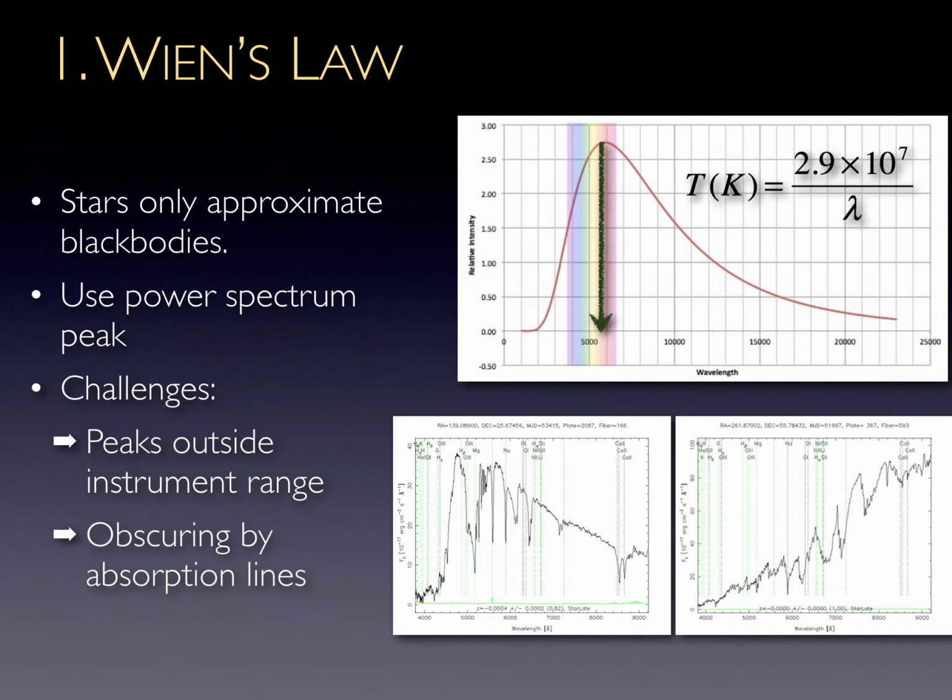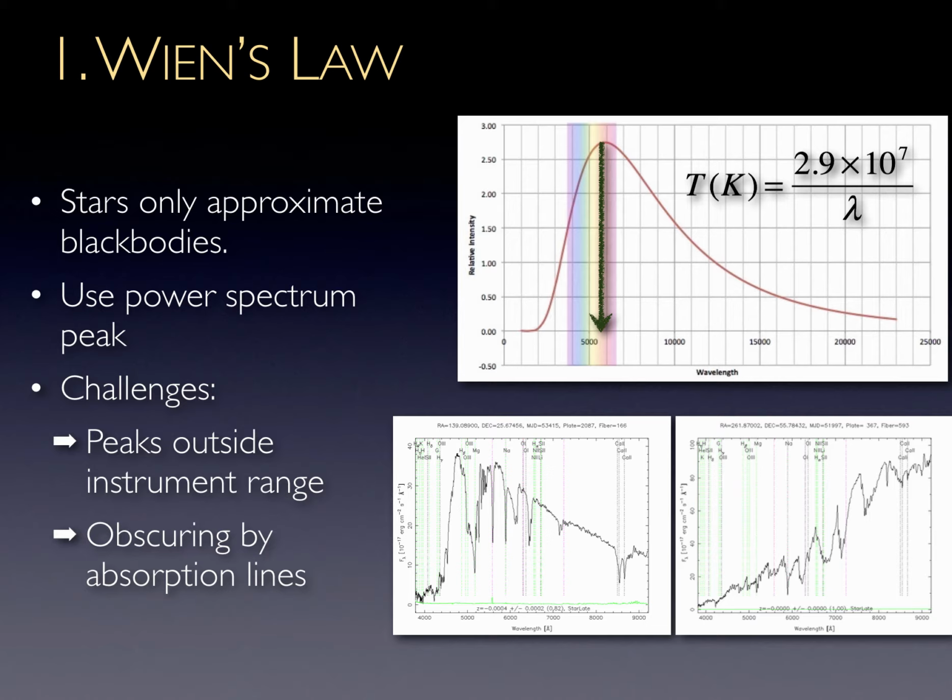Recall from Chapter 5 and the discussion of blackbody curves and Wien's law that, since stars are approximate blackbodies, we can calculate the surface temperature of the star by using the wavelength at which the curve peaks. The shorter the wavelength where the peak occurs, the higher the surface temperature.